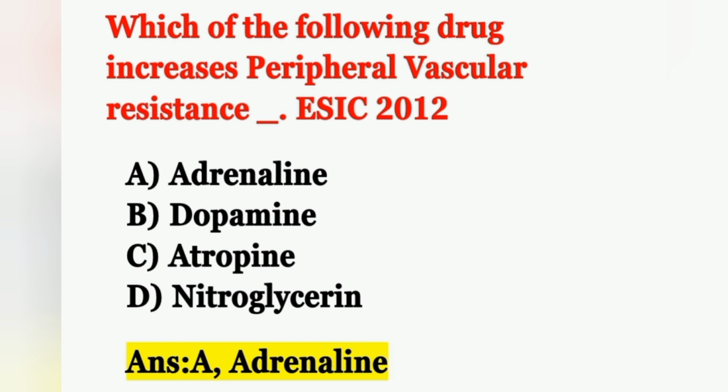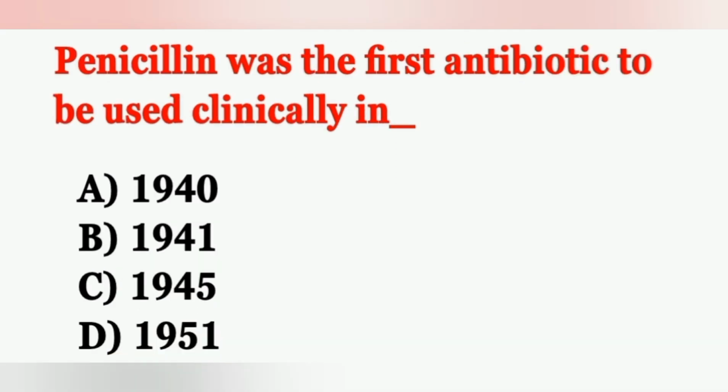The drug adrenaline can cause vasoconstriction. So we can use it for increasing the peripheral vascular resistance. Option A, adrenaline, is the correct answer. Move on to the next question.